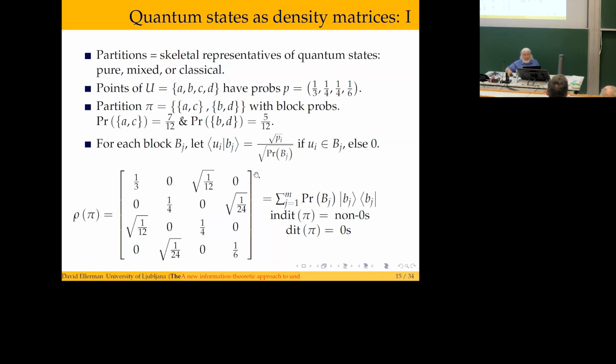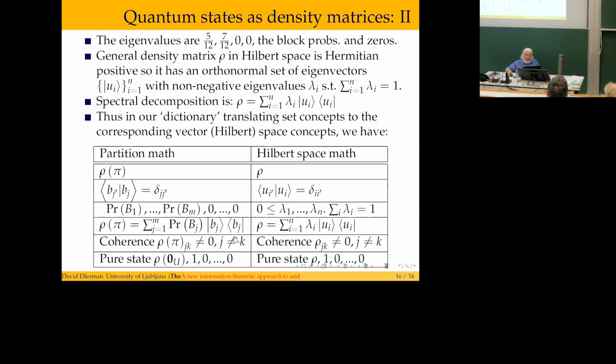And then you ask, well, what about the block probabilities? Where is that? Well, this is a matrix. It's a density matrix, and a density matrix has eigenvalues. And the eigenvalues are exactly the block probabilities of the density matrix. And in this case, they are 5/12 and 7/12, and the rest are filled up by zeros because you've got more dimensions than you've got blocks.